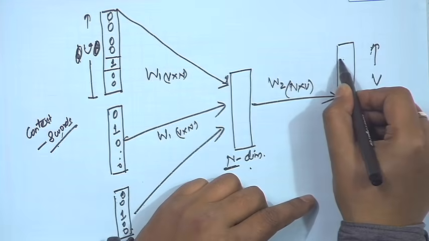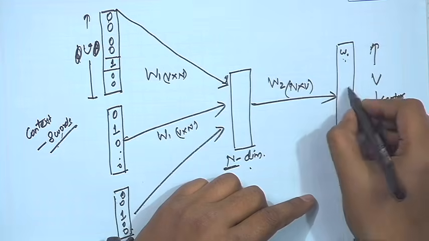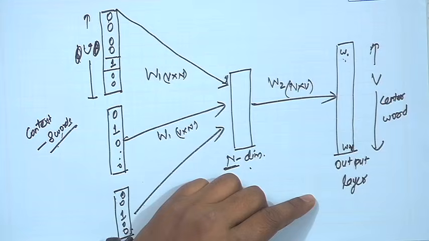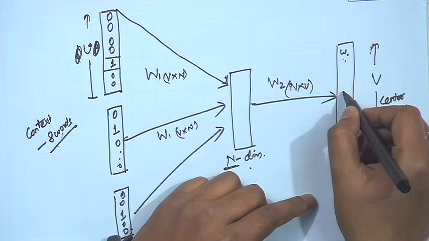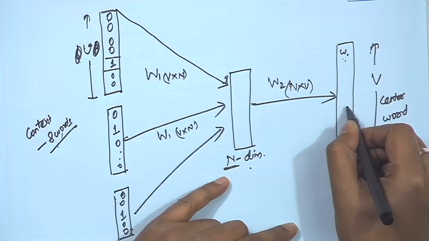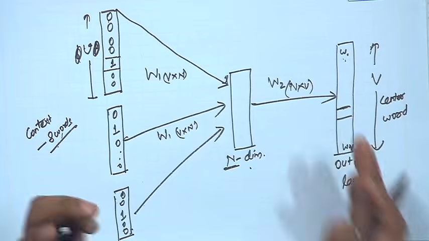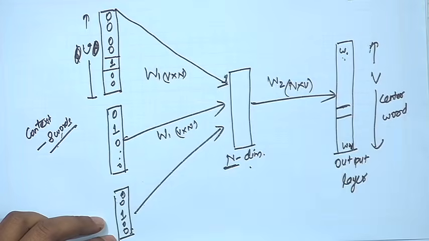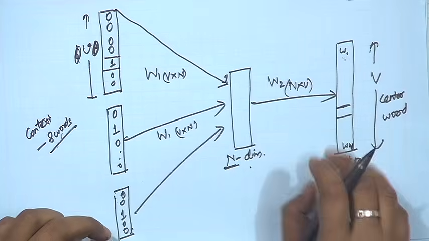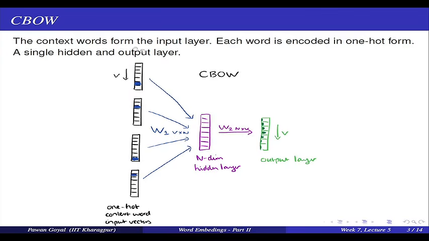You will have various weights, W1 to Wn, some numbers you will get, Wv, some v different numbers you will get, and you want to ensure that the actual center word, suppose this is my center word, has the highest probability. If it does not have the highest probability, you will try to modify the weights in your network so that it gets a higher probability than what it is getting right now. So now let us see what we mean by all these connections. Okay. So let us go back to the slides.